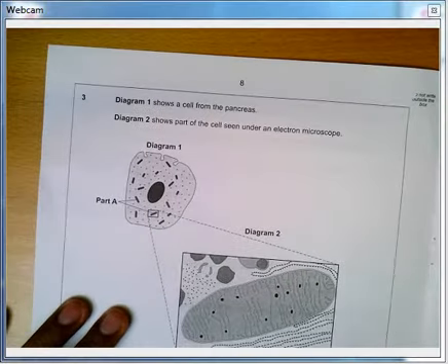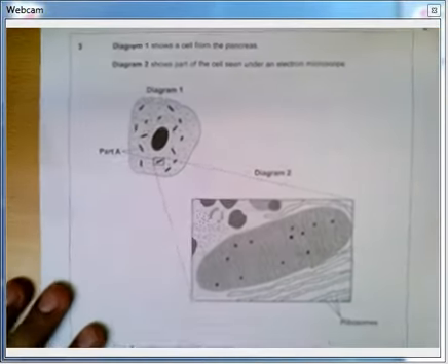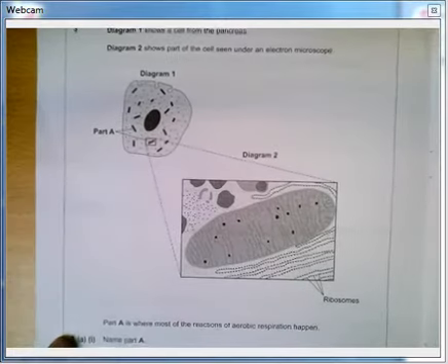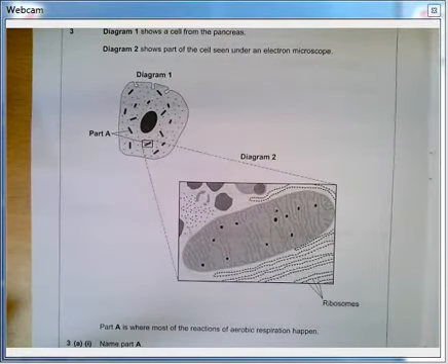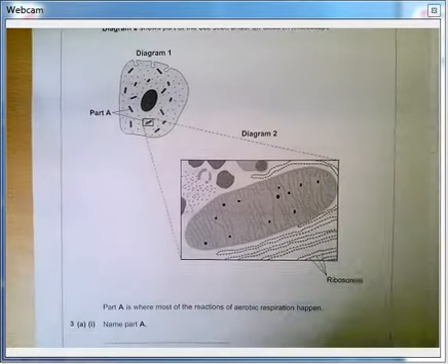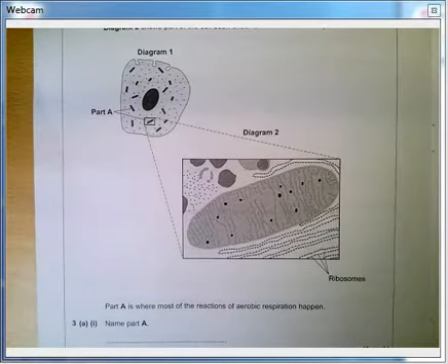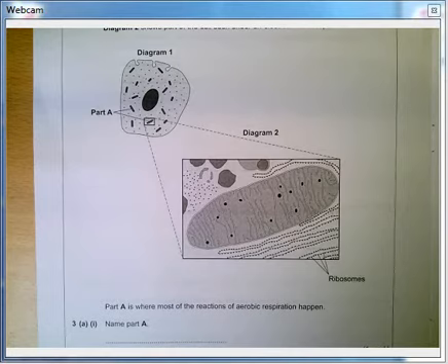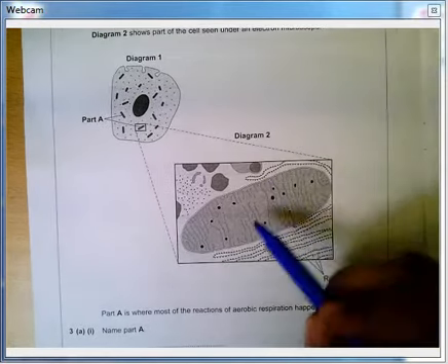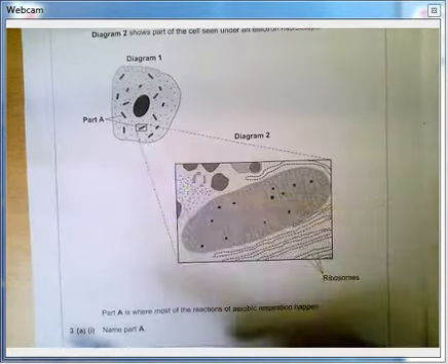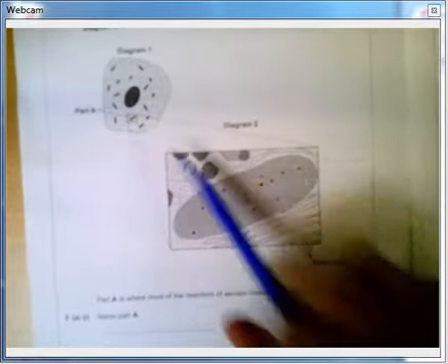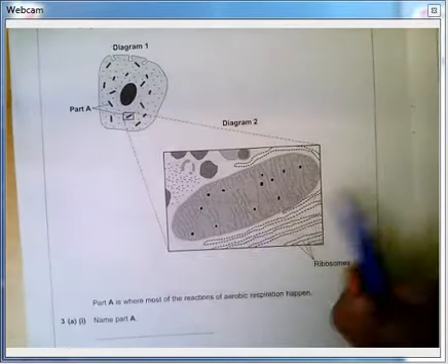So this question is about cells and movement of substances in and out of cells, from January 2013, an AQA B2 paper. So we've got a cell over here, a cell from the pancreas, so it's an animal cell, and you can see it underneath an electron microscope, so you can see that they've zoomed into it over here, and they've zoomed into one part of it specifically.